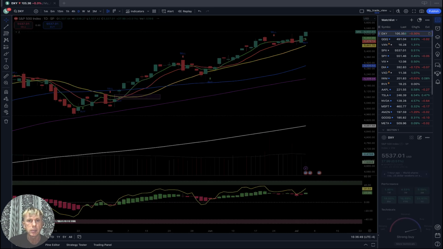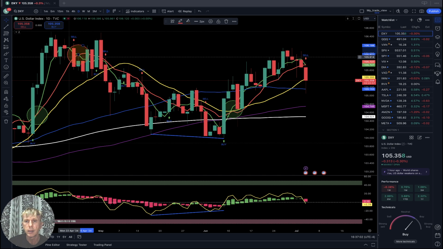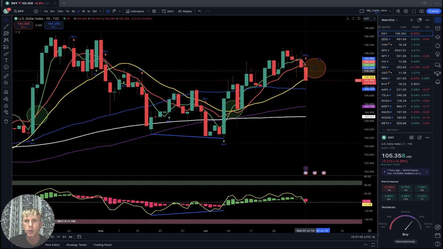Let's start from DXY. On this chart, you see the green circle. When SMA 5, the green line, did a bullish crossover over the red line, it was a bullish entry, right? What we are observing today is a huge bearish reversal. Red circle, SMA 5 did a bearish crossover, and the last bar stopped at SMA 20. It is a bearish reversal trend, and it's positive and bullish for equities and indexes.